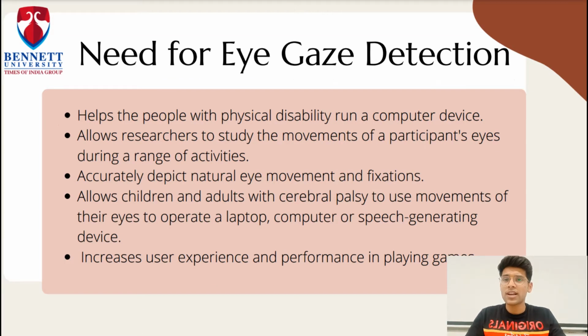The most important and crucial need of eye gaze detection is for people with physical disability. It allows children and adults with diseases like cerebral palsy and others to use the movement of their eyes to operate a laptop, computer, or speech generating devices. Next, it allows researchers to study the movement of participants' eyes during a range of activities, which helps in great research. Coming to the health sector, it is very beneficial. It accurately depicts natural eye movements and fixations.